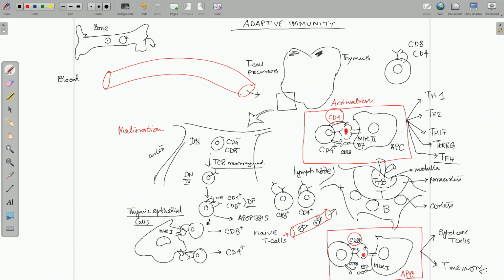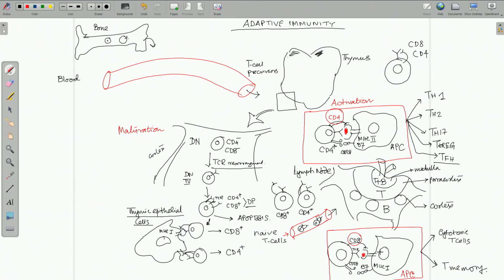So, now they will go into the lymph node, and there they will encounter the antigen presenting cells which are presenting the antigens by class 1 or class 2 MHC molecules. So, this is an interaction here showing the class 2 MHC interaction with a CD4 plus cell and the class 1 MHC molecule which interacts with the CD8 plus cells.